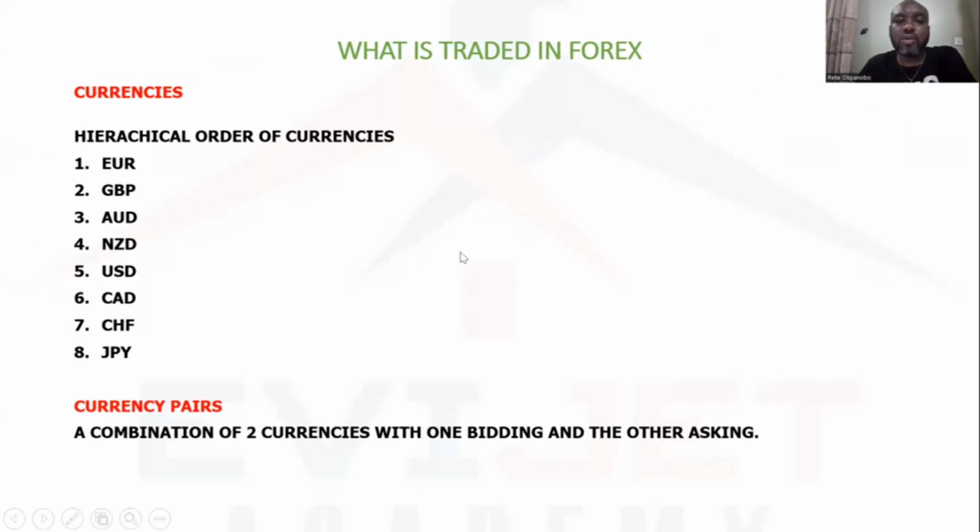Okay, so this is where we were. So currency pairs. What we have just done, we're actually listing the currency pairs, which is a combination of two currencies with one bidding and the other one asking. So the base is the bid, while the quote is the ask.